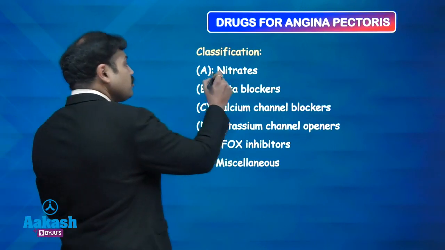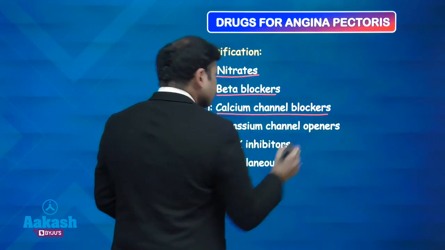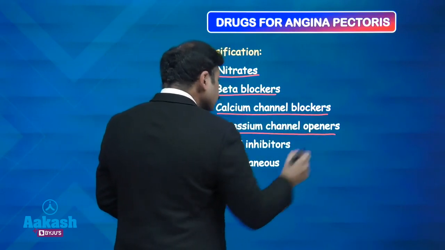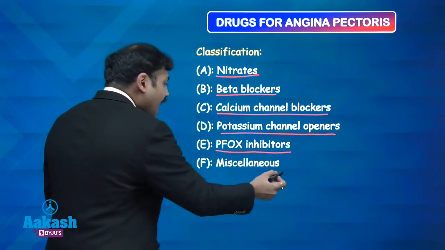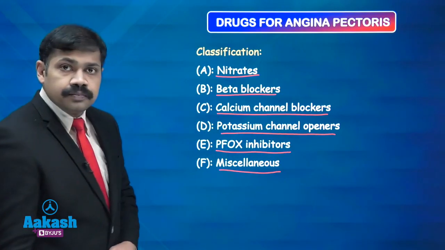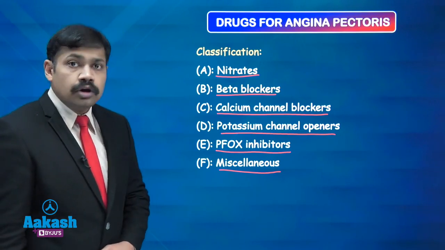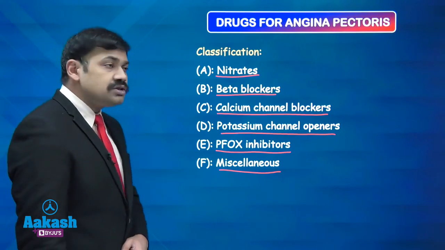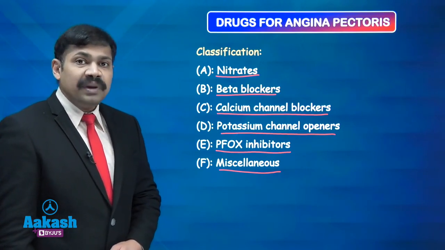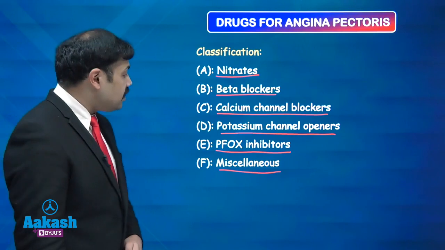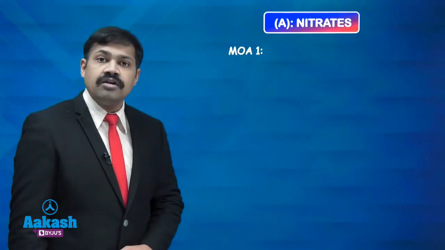We have nitrates, beta blockers, calcium channel blockers, potassium channel openers, a group of drugs called PFOX inhibitors, and miscellaneous agents. So let us start our discussion with nitrates.